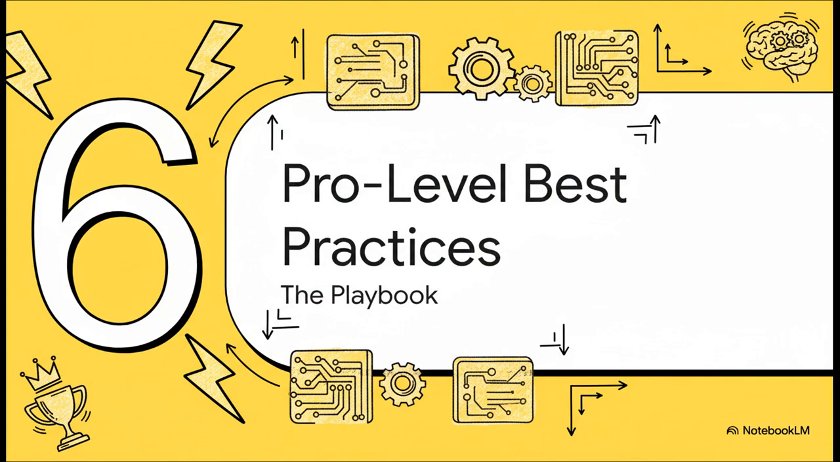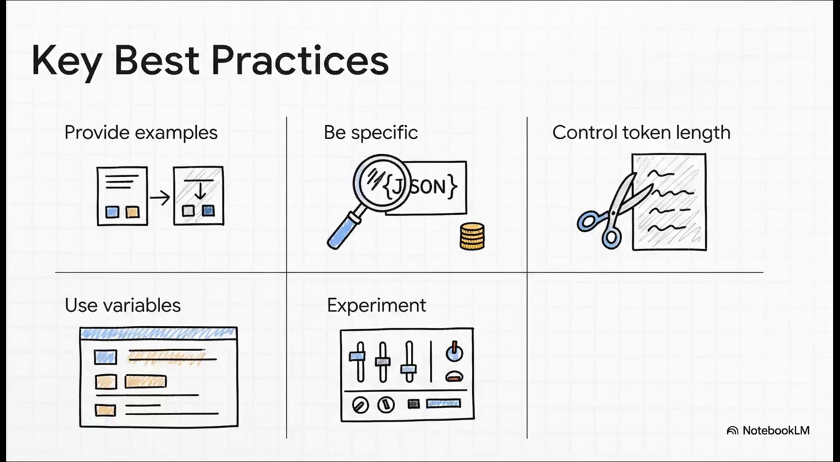Okay, to bring this all home, let's do a quick run-through of the pro-level best practices. Think of this as the playbook that'll really make your prompts shine. These are the non-negotiables. Always use examples when things get tricky. Be super clear about what you want back, especially the format. Keep an eye on your token length to manage your costs and performance. And maybe most importantly, treat your prompts like code. Use variables, keep them in source control, and always be experimenting.